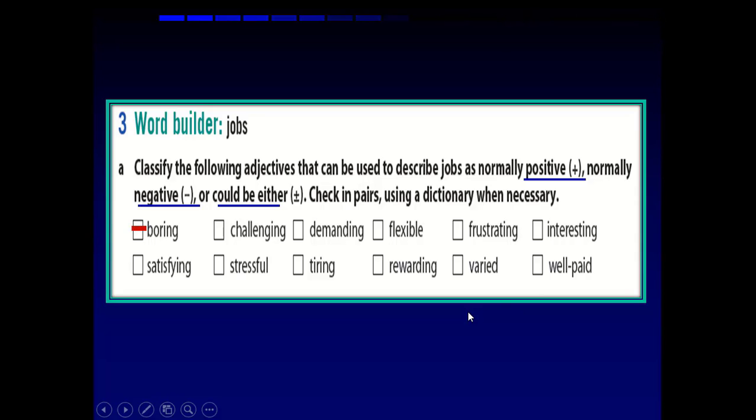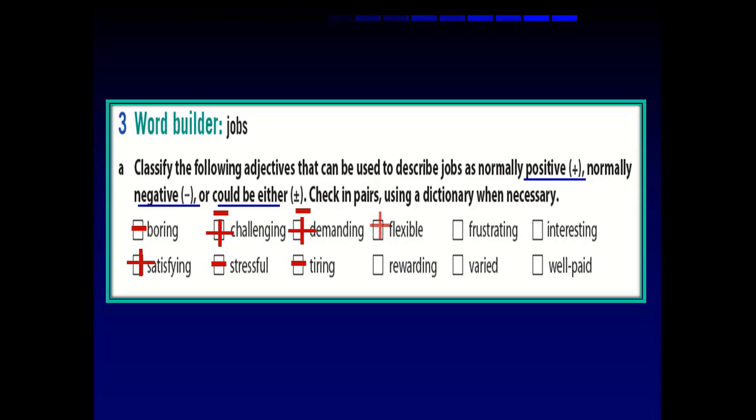So boring is a negative adjective, satisfying is a positive adjective. Challenging can be both, can be positive and negative. Stressful, of course, it is negative. Demanding, yeah, because sometimes they ask you to do many things at the same time, okay? So it's positive and negative. Tiring, of course, it's negative.